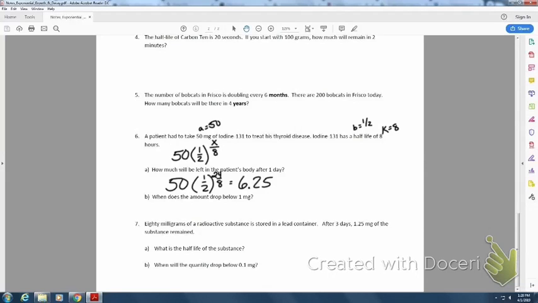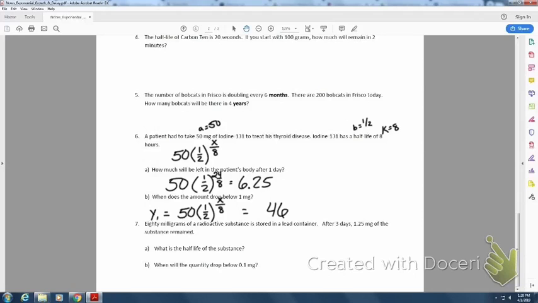So now on B, it says when does the amount drop below 1 milligram? So you would put this original equation into y equals, and then you will scroll down until your y value is below 1. But you'll find that it is after 46 hours. We're going to set it up, and then I'm going to talk about it.